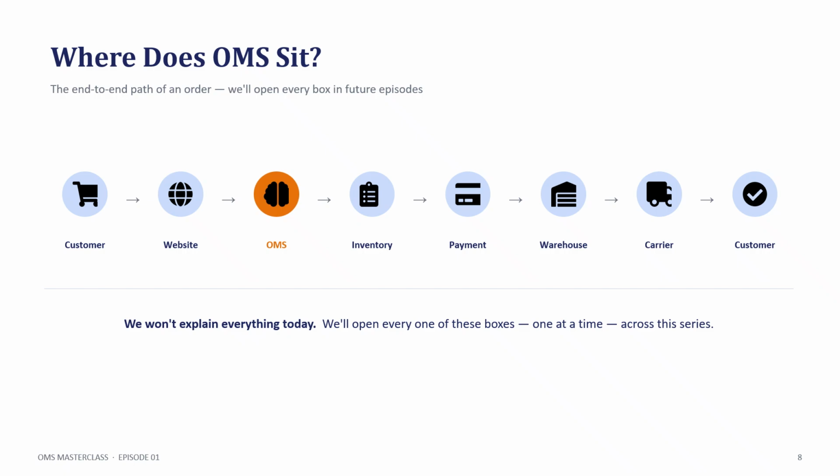As you can see, OMS sits right at the center of the entire order lifecycle. It connects all these different systems and ensures they work together smoothly to fulfill every order. Today's goal was to understand where OMS fits in this journey. In the upcoming episodes, we will open each of these boxes one by one and explore how every system works, what its responsibilities are, and how they interact with OMS to deliver a seamless customer experience.